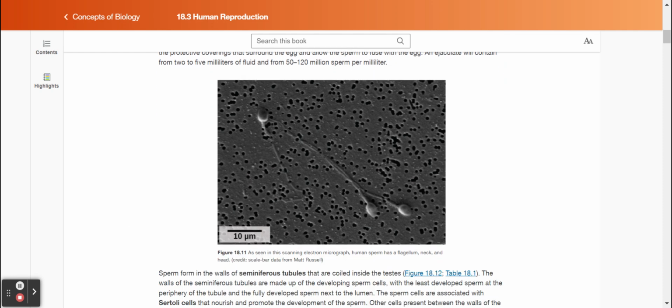Figure 18.11. As seen in this scanning electron micrograph, human sperm has a flagellum, neck, and head.